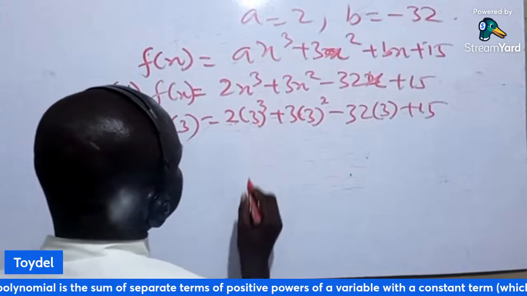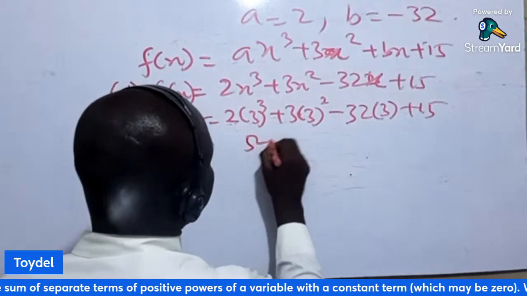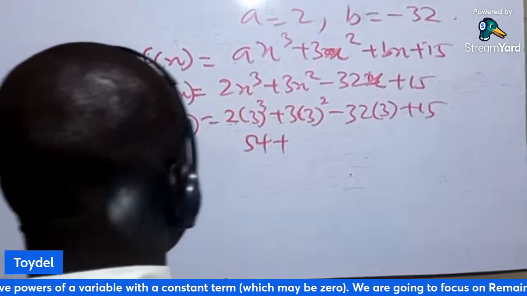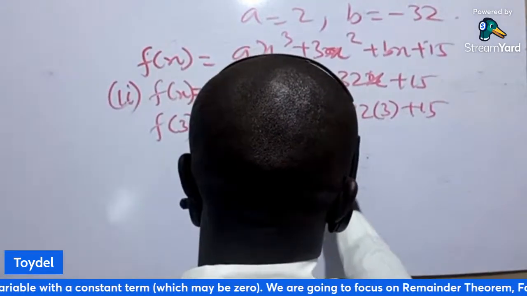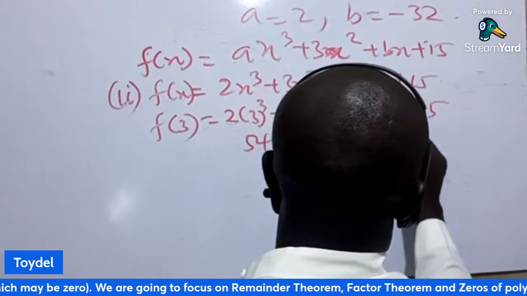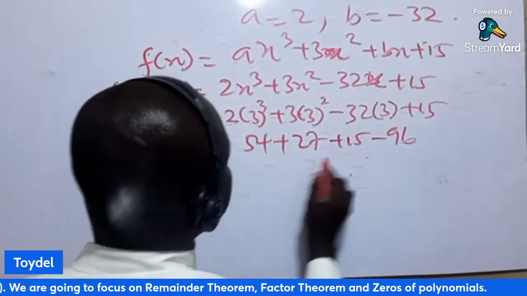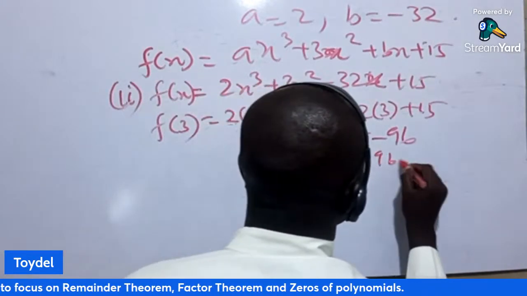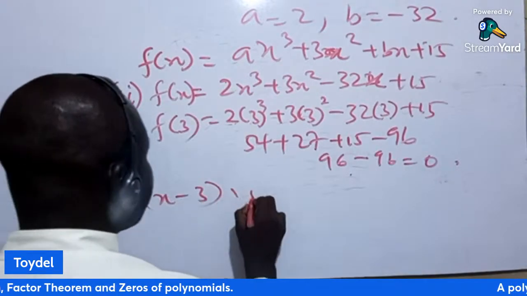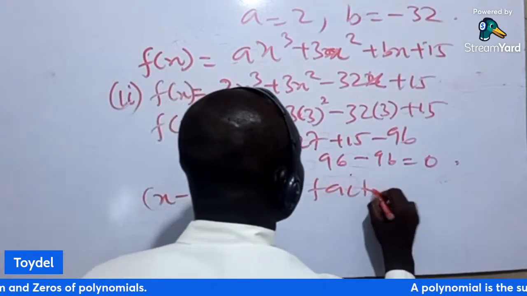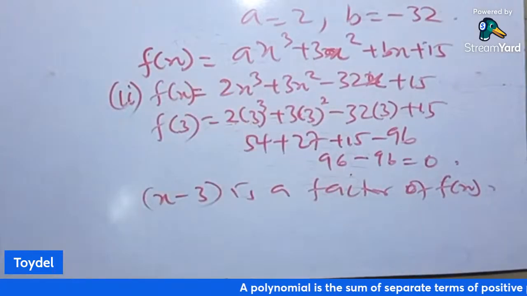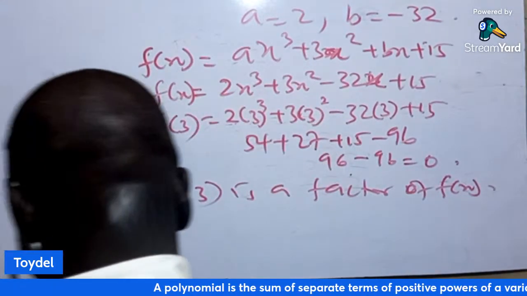So 3 times 3, 9, 9 times 3, 27. This will be 54 plus 3 times 3 times 3, which is 27, plus 15 minus 96. This plus this is 81. So we have 96 minus 96. So that will be equal to 0. Then that simply means that x minus 3 is a factor of f of x. That's what we get. So please check this. I want you to go over it and check the solution.